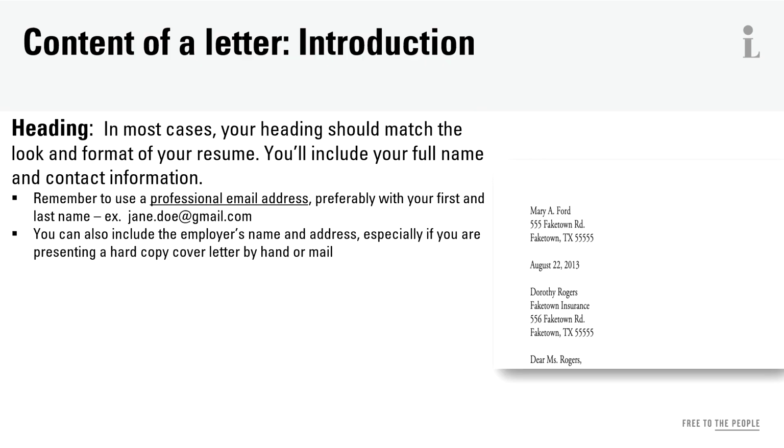Start with a heading that matches the look and format of your resume. This helps create a cohesive professional application. Include your full name, email, phone number, and address if appropriate. Be sure to use a professional email address, ideally with your first and last name, like the example jane.doe@gmail.com. Avoid casual or outdated emails. If you're submitting a printed copy of your letter, especially by hand or by mail, you should also include the employer's name and full address underneath your contact information.